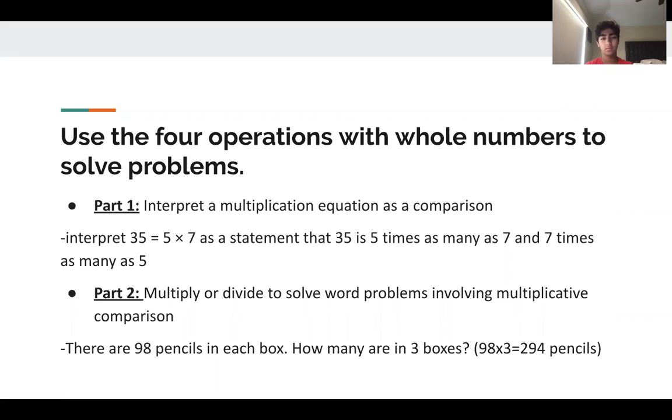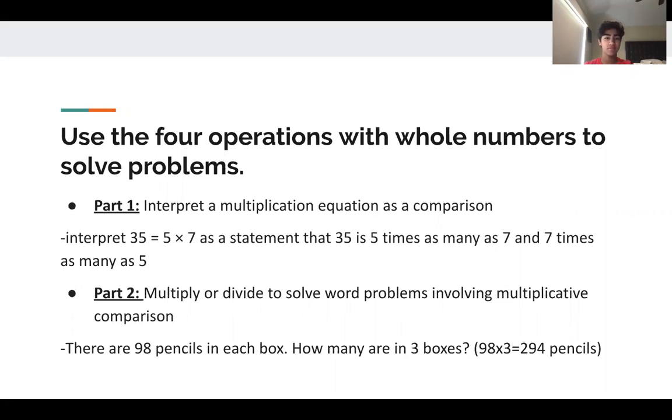Now, let's look at the first part of this. They want you to interpret multiplication equations as comparisons, okay? So if we looked at 35 equaling 5 times 7, then that statement means 35 is 5 times as many as 7 and 7 times as many as 5, okay? Well, 5 times as many as 7 makes you think, okay, let me just get 7, the number 7, and add that 5 and add that 4 more times, right? So you get 7 plus 7 plus 7 plus 7 plus 7.